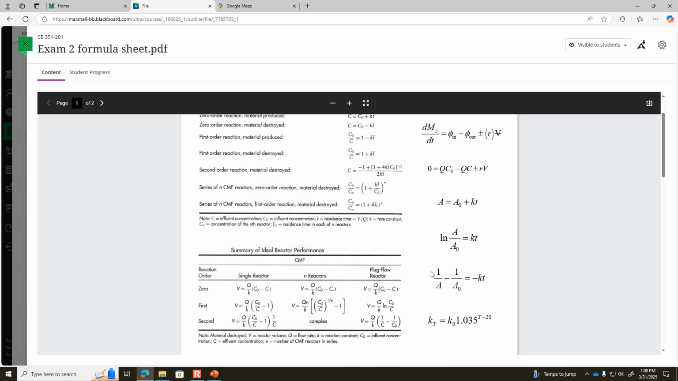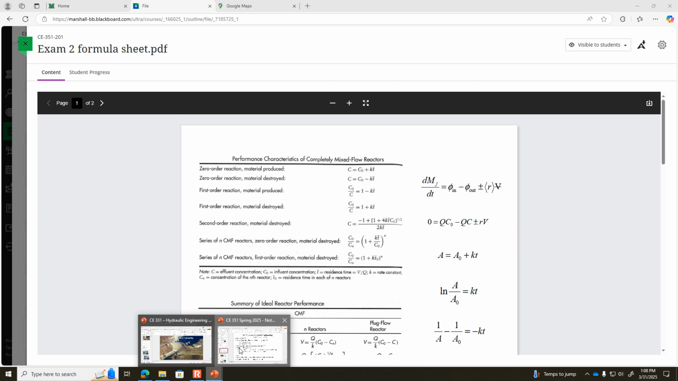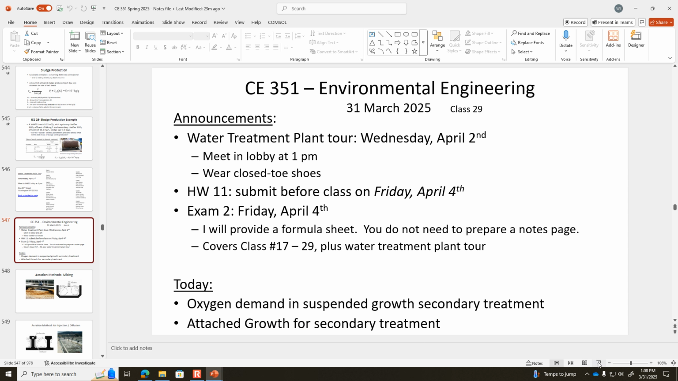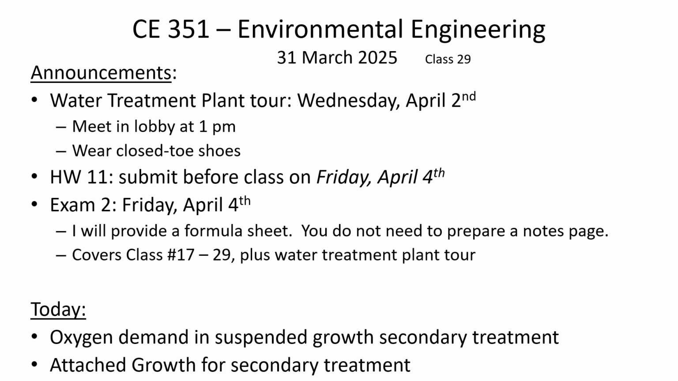And so I'll provide this formula sheet. You don't need to bring any notes, and in fact you won't be allowed to use notes on the exam. So it'll just be bring a calculator, bring a pencil, and I'll provide the rest. The coverage is going to be classes 17 through 29, basically the material since our last midterm exam, plus the water treatment plant tour that will be going on Wednesday. Any questions related to the announcements?